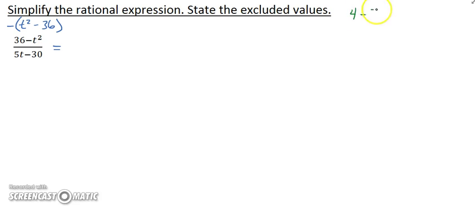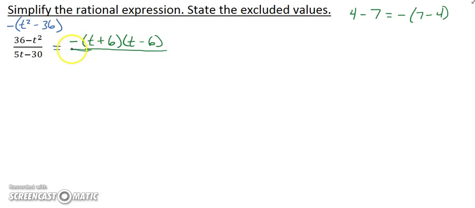If I had 4 minus 7, I could write that as the opposite of 7 minus 4. So if I see something that I want to factor but it's backwards, or all of the signs are wrong, I can pull this trick. I can pull the negative out and then rewrite it so that the terms are in the correct order. But I do know how to factor t squared minus 36. It's like sum and product factoring where the sum is 0. So I think t plus 6 and t minus 6 will work here, with that negative in there too. So there's my factored numerator.